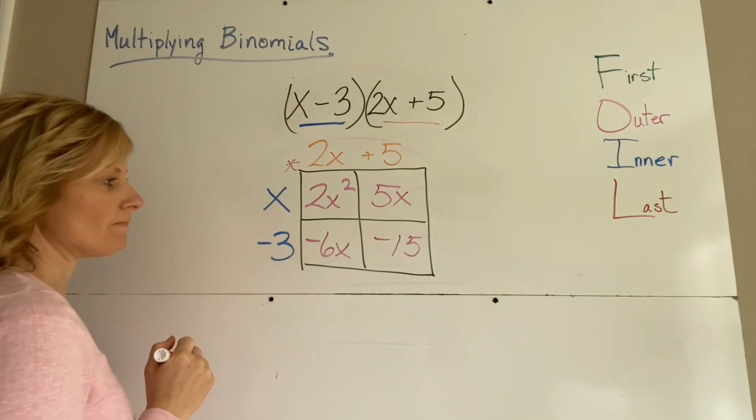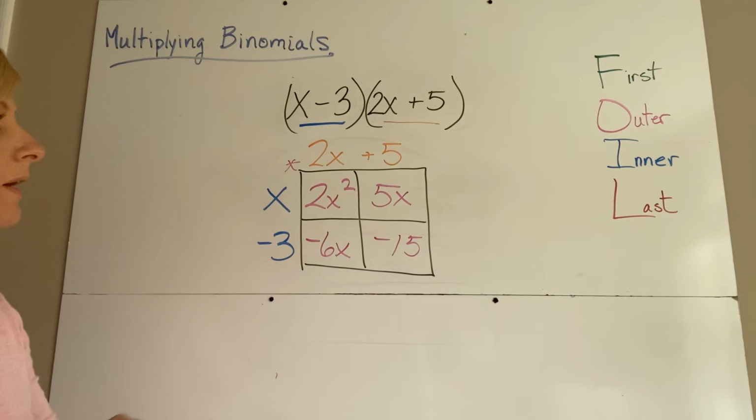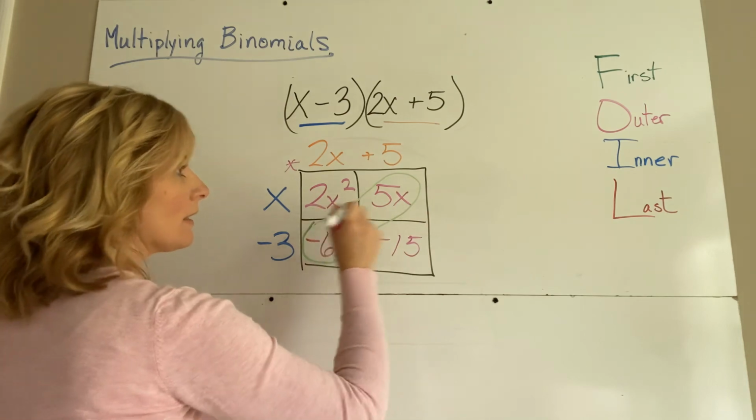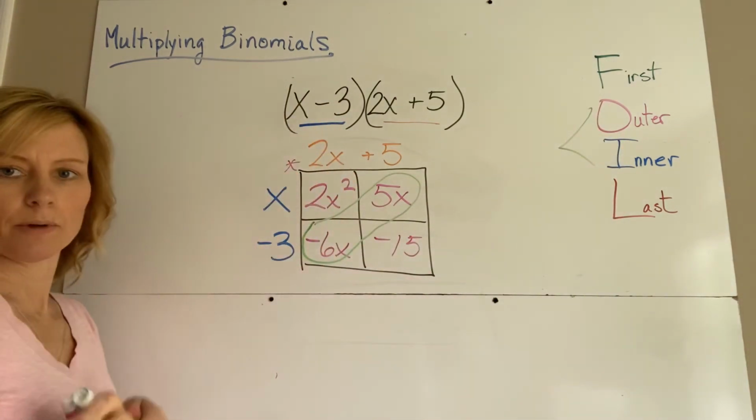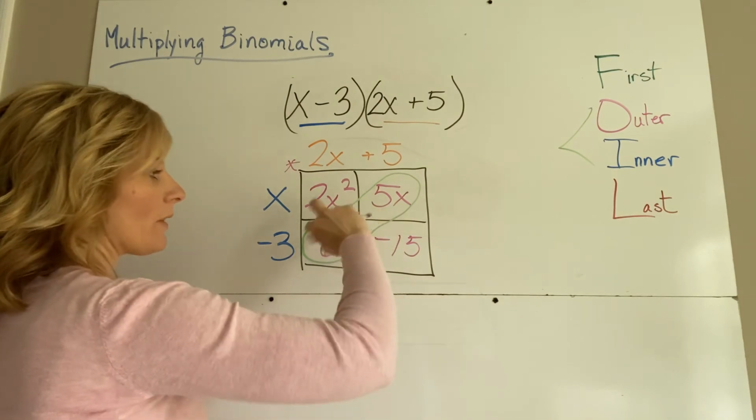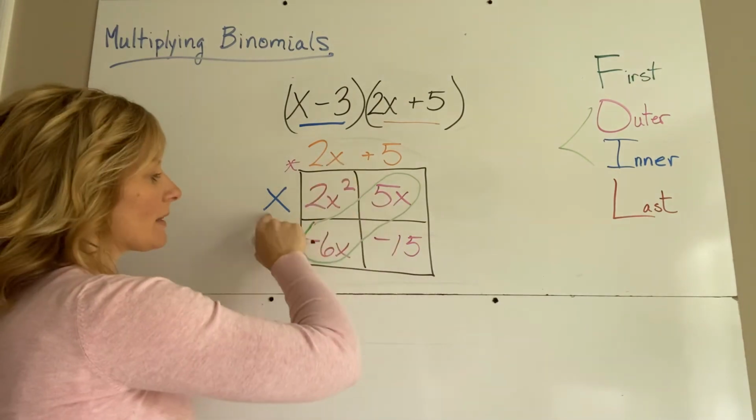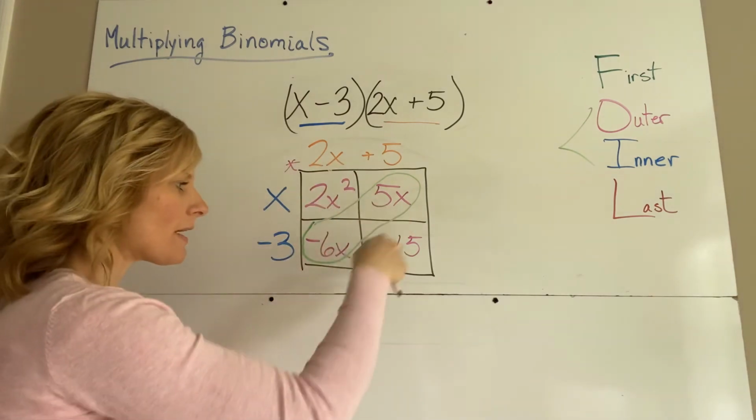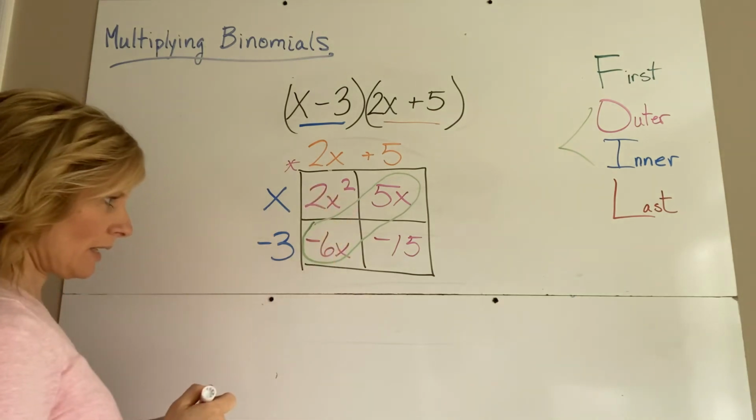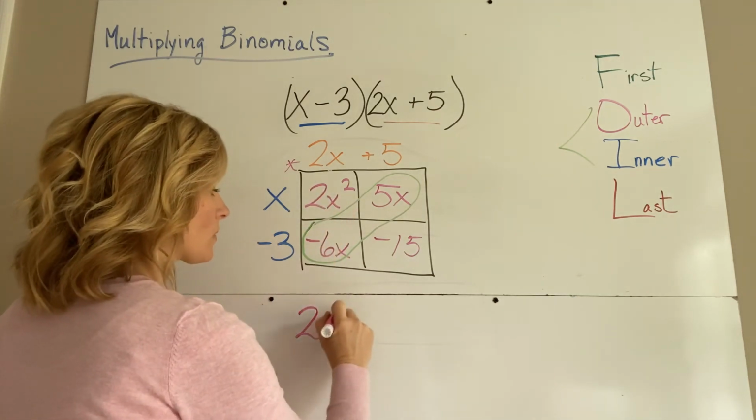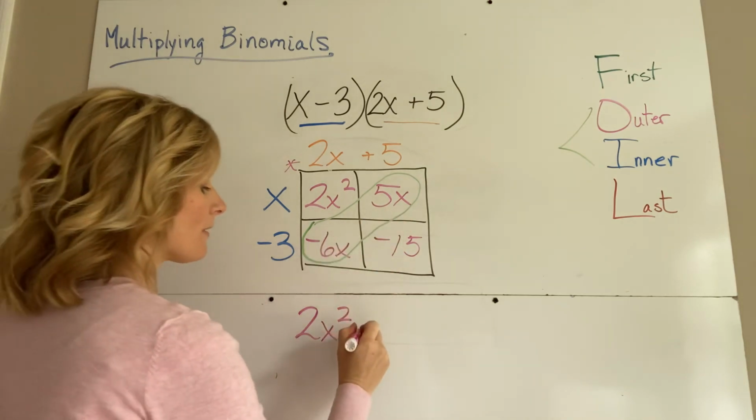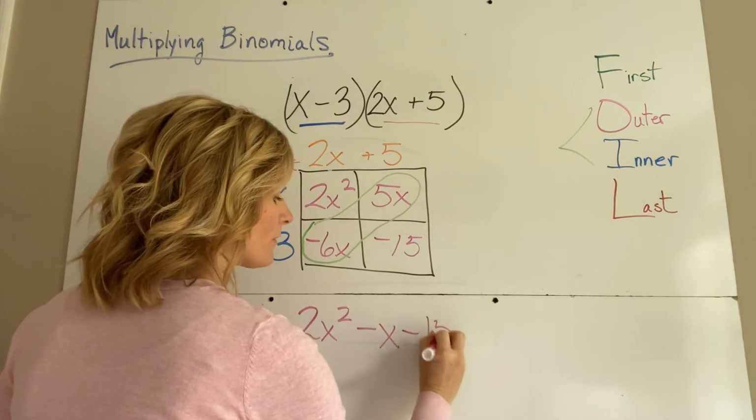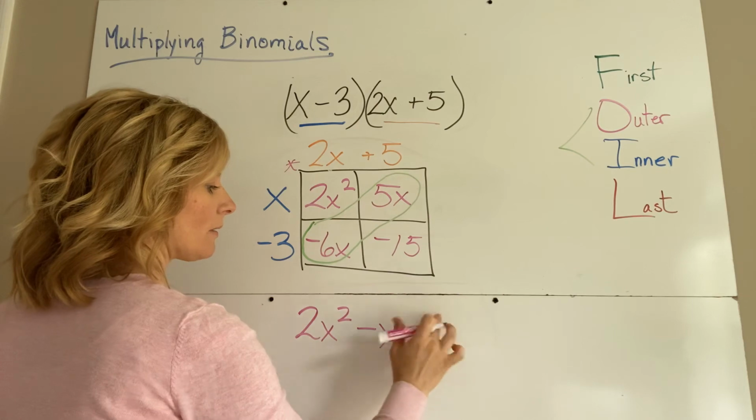Some of you are thinking, what the heck? What's going on? Okay, so look here. These right here are that outer and inner term, those things that combine. Will they always combine? Yes. If you set this up so that the x's are in front, this will work. If not, it's not a big deal. You can just look around to see where the terms are. But this will be a mainstay. 2x squared, -6 and a positive 5 is a negative x, so -1x minus 15. Whoa, that could have been a little better, huh?